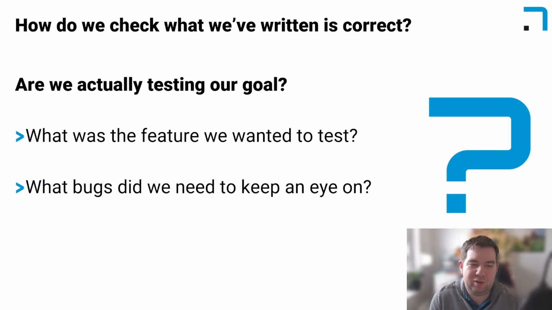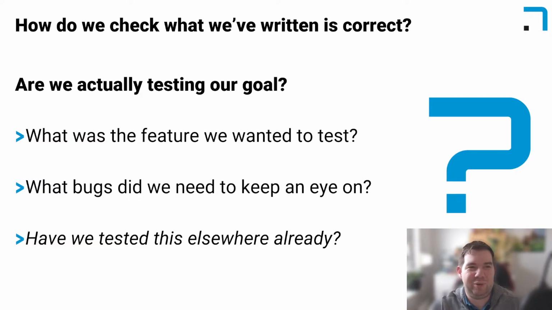And then finally, a really important one that happens in a lot of projects is, have we tested this elsewhere already? It's really easy to get caught up in going, yeah, I have a brand new feature. I'm going to make a test for it right now. Excellent, the test passes. Great. But are we testing that somewhere else too?